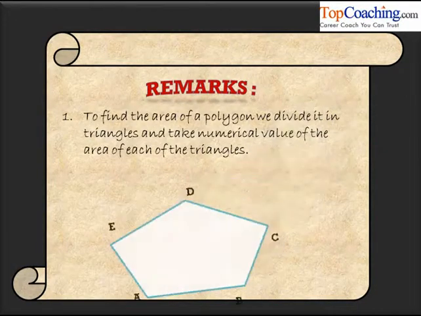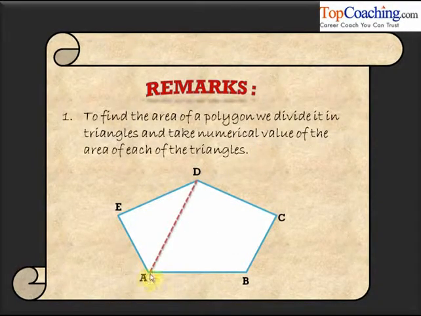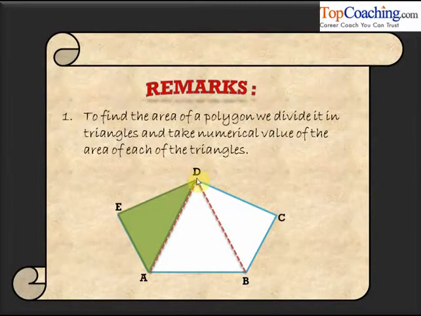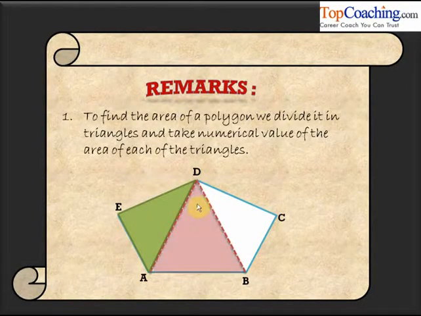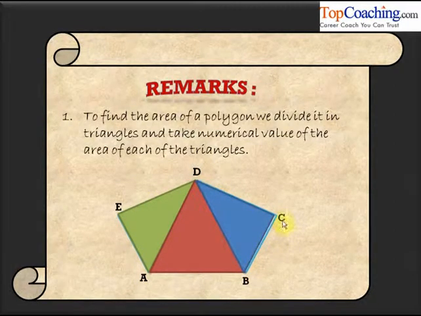For example, let us say that ABCDE is a polygon. This is a pentagon which has 5 sides. Now we draw a line from A to D. Again we draw a line from B to D. Thus we see that we have divided the area of this pentagon into 3 parts, or 3 triangles. So the area of triangle AED plus the area of triangle ABD plus the area of triangle DBC together constitute the area of the polygon ABCDE.